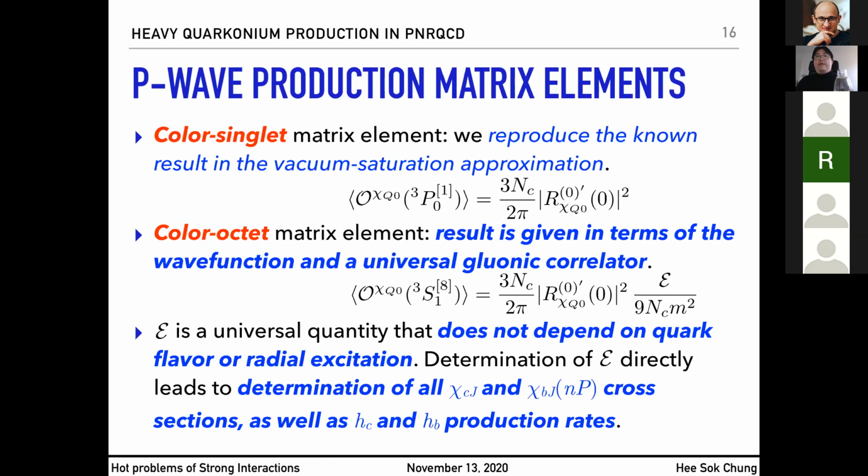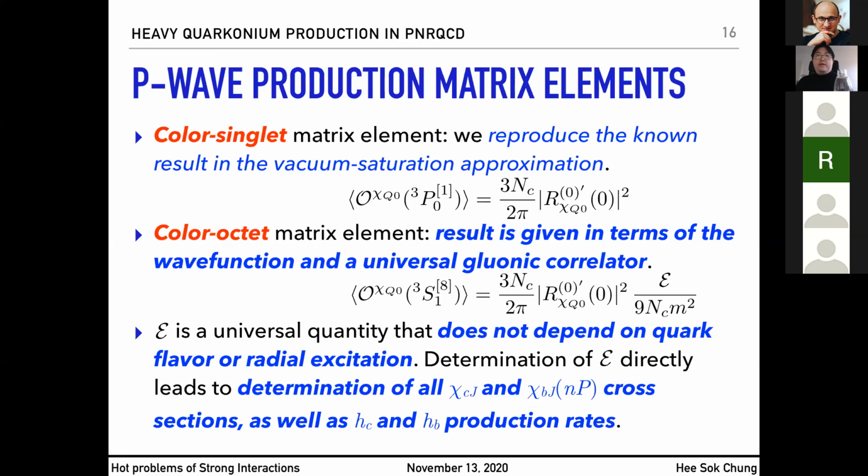When we calculate the color octet matrix element, the result is given in terms of the wave function, just like the color singlet operator matrix element. We have the same factor here, the radial wave function at the origin, times a universal Wilson line correlator E. The definition will be given in the next slide, times some color factors, and we pull out the factor of heavy quark mass.